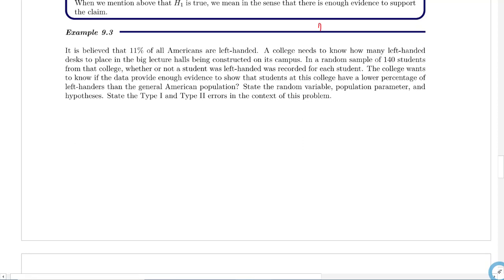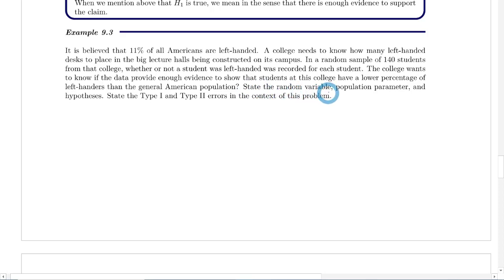It is believed that 11% of all Americans are left-handed. A college needs to know how many left-handed desks to place in the big lecture halls being constructed on its campus. And a random sample of 140 students from that college, whether or not the student was left-handed, was recorded for each student. The college wants to know if the data provides enough evidence to show that students at this college have a lower percentage of left-handers than the general American population.